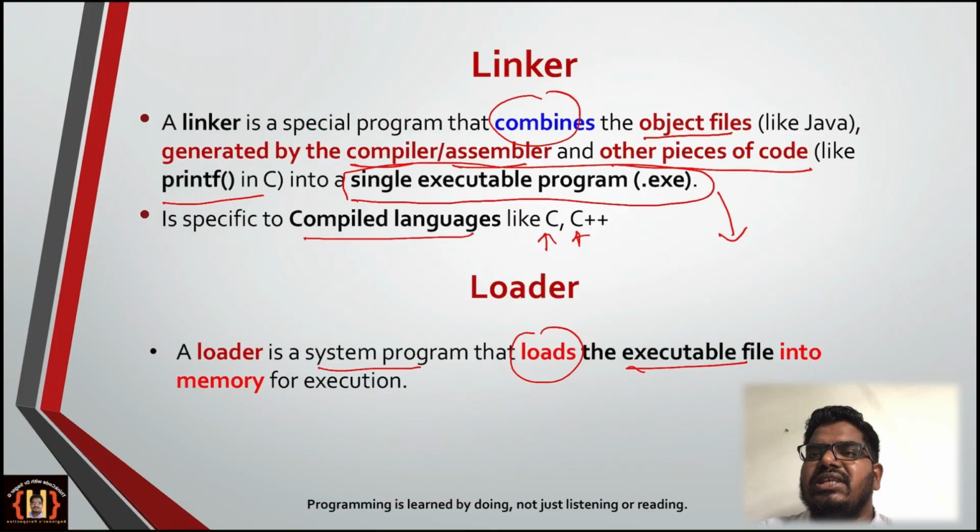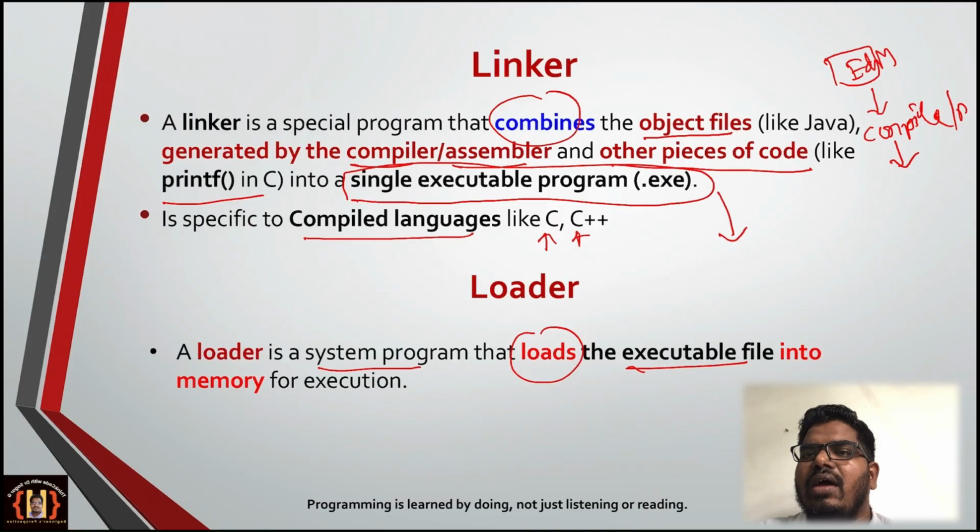So the linker generates the executable file, and before the linker, the first step is editing. The editor is what we use to edit. Then after that comes the compiler, or else the interpreter. Then after the compiler or interpreter we have the linker. After the linker we have the loader. So this is how loading is performed to the main memory. So what is the job of the loader? As I said, it loads the executable file into the main memory for execution.